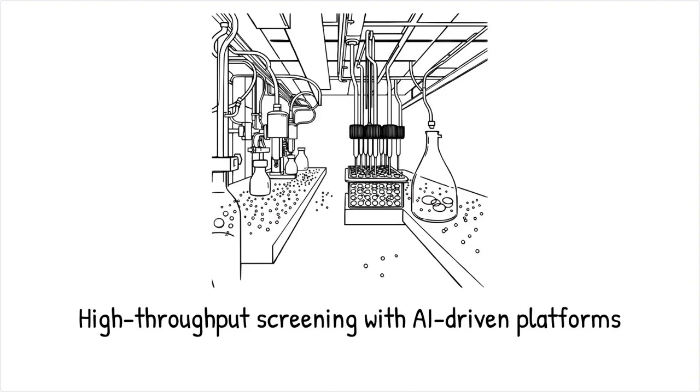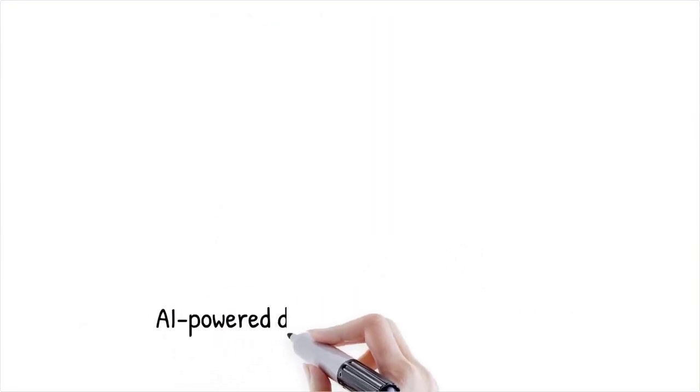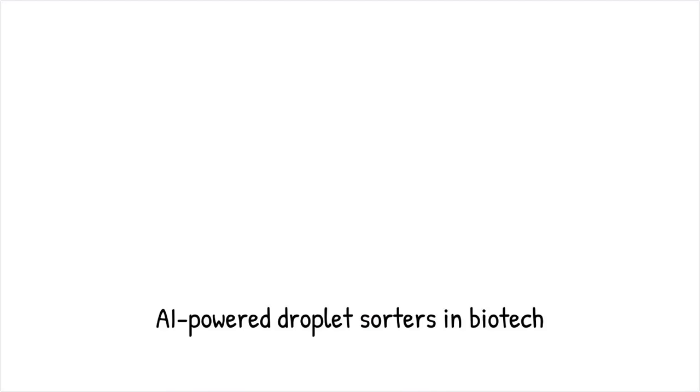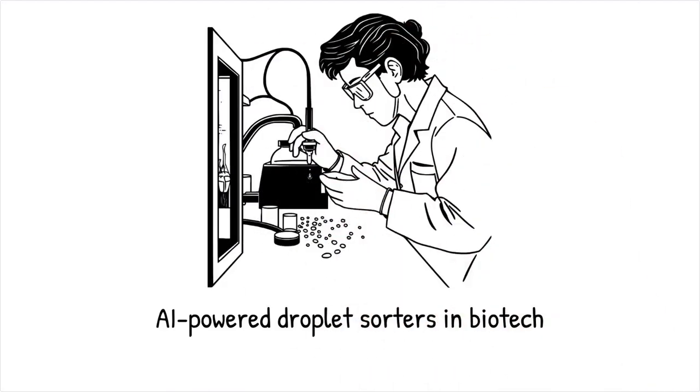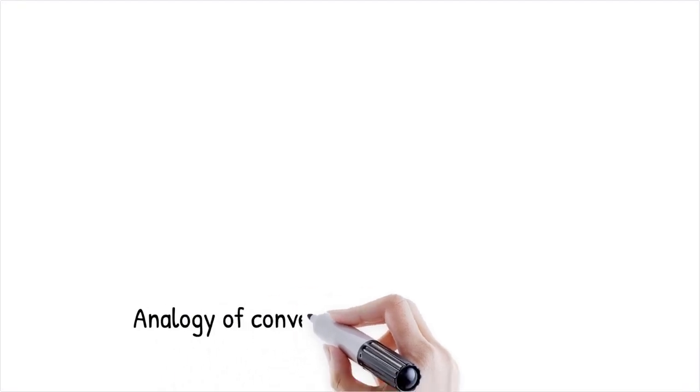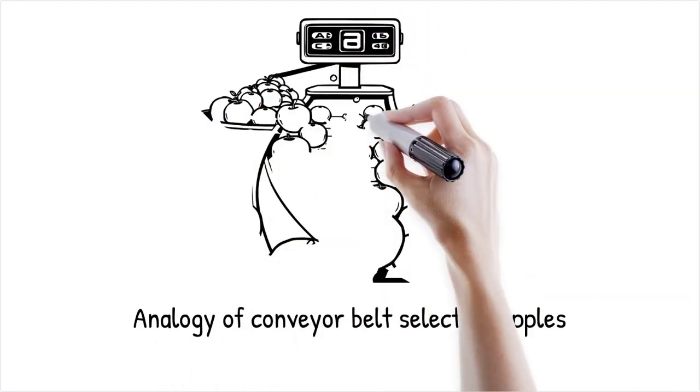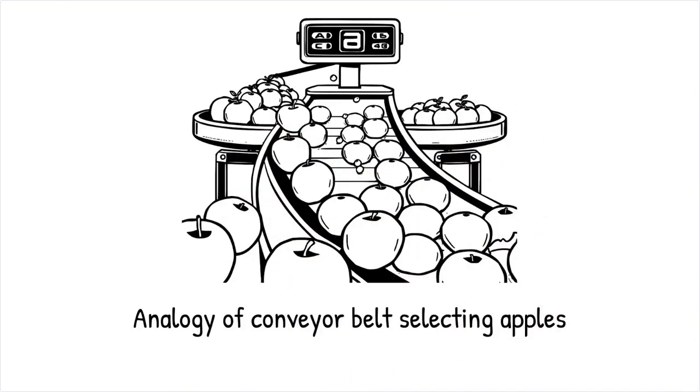The combination of high-throughput screening and AI-driven analysis is revolutionizing the efficiency of scientific research. Biotech companies use AI-powered droplet sorters to identify high-yield microbial strains for biofuel production. It's like a conveyor belt scanning and selecting the best apples based on ripeness and color.